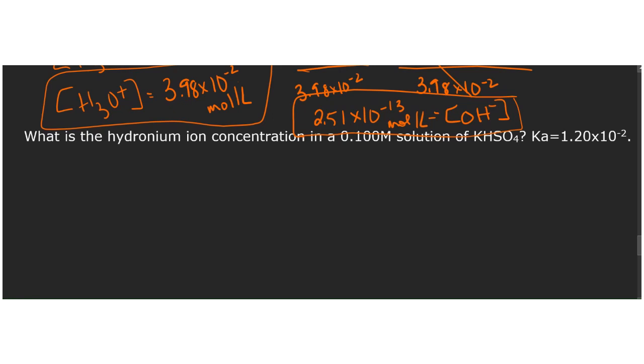What is the hydronium ion concentration of a 0.1 solution of KHSO4, if Ka is given? Ka is given, what should I automatically think to do? A RICE table. Okay, what do I do for the RICE table here? What do I know I have? If I have given Ka, what is Ka for? An acid. So I know that this is going to behave as an acid.